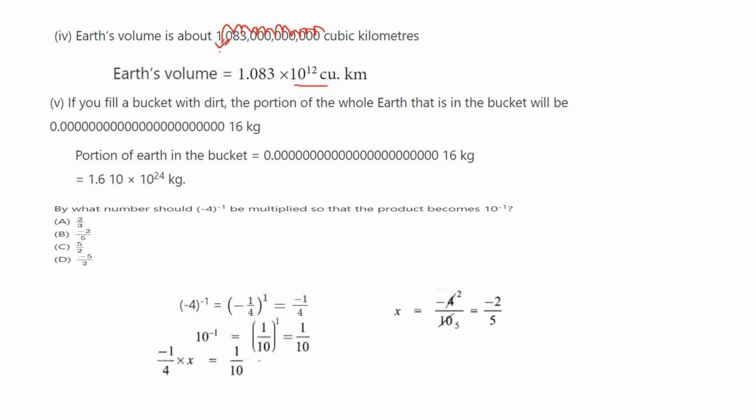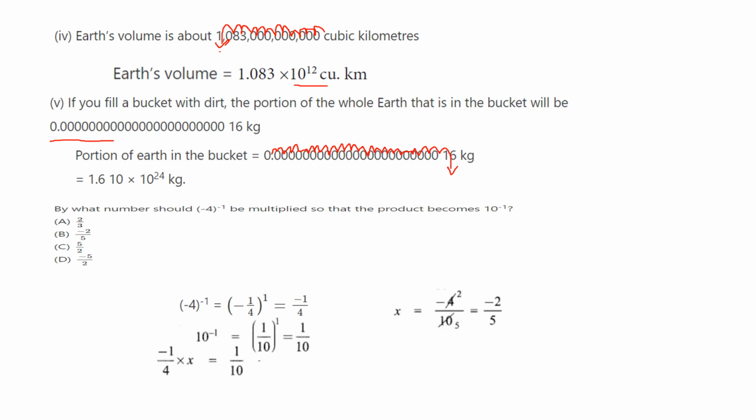If you fill a bucket with dirt, the portion of the whole earth in the bucket will be this one. So the portion of earth in the bucket, we can move it. Here you see 1, 2, 3, 4, 5, 6, 7, 8, 9, 10, 11, 12, 13, 14, 15, 16, 17, 18, 19, 20, 21, 22, 23, 24. So 1.610 into 10 to the power 24 kg.